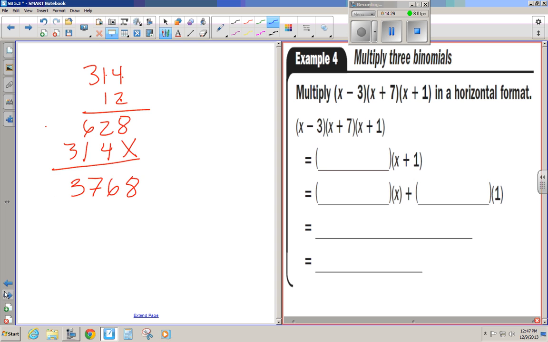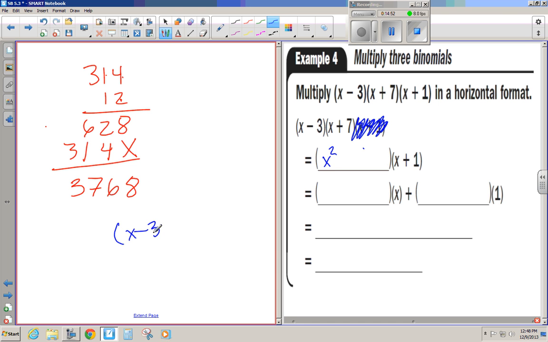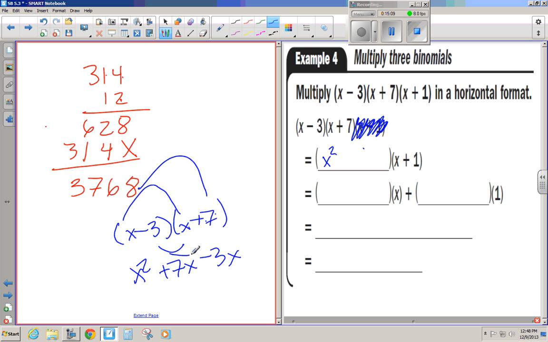All right. So, multiplying 3 binomials. You all, this right here should make some sense, okay? You're taking the first two, so you don't give a hoot about that last one. You're doing x times x, x times x is x squared, x times 7 is 7x, minus 3x plus minus 21.